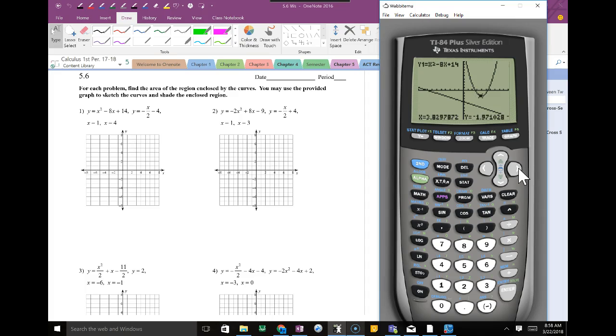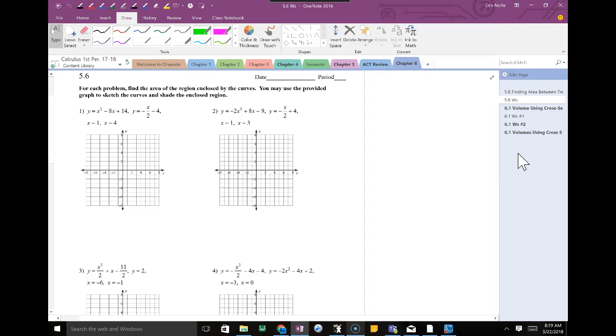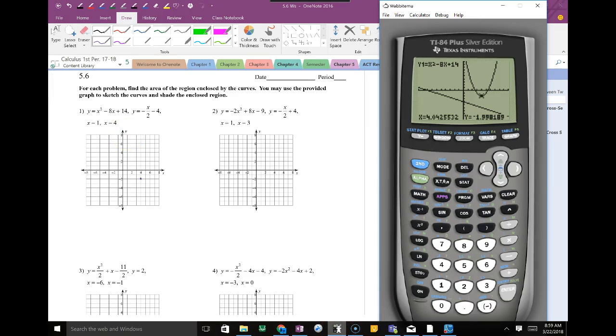Hey, Nancy, I got an error. Make sure when you typed in the second one, you use the negative button as opposed to the minus. What did you do? Second graph. Oh, or you can use your table. Absolutely. Perfect. Yes. That's a good idea. I like your idea. That's how I do it.